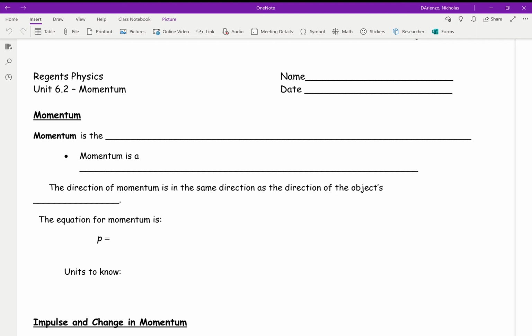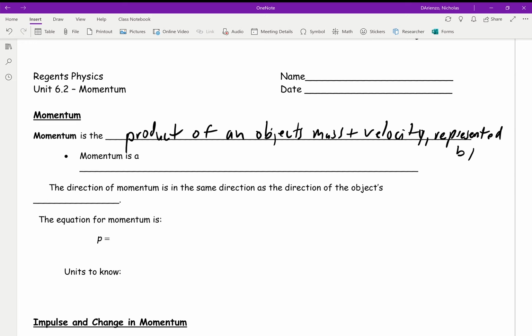So momentum is defined as the product of an object's mass and velocity. If the object's not moving, the velocity is zero, and therefore we'd have no momentum. We represent momentum by the symbol P. I'm not sure exactly why that is used, but it is defined in the mechanics section on the last page of your reference table.